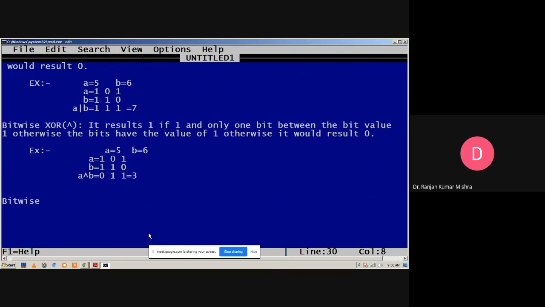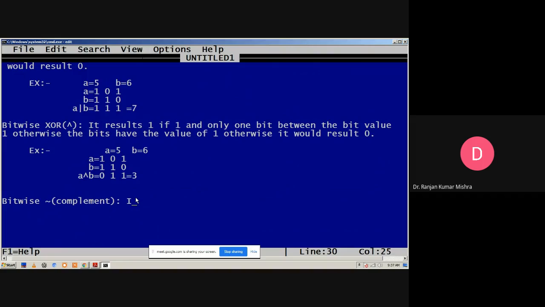Bitwise not. Okay. This is also known as complement. Basically, this complement operator, the bitwise not complement operator, is generally indicated by the tilde sign.